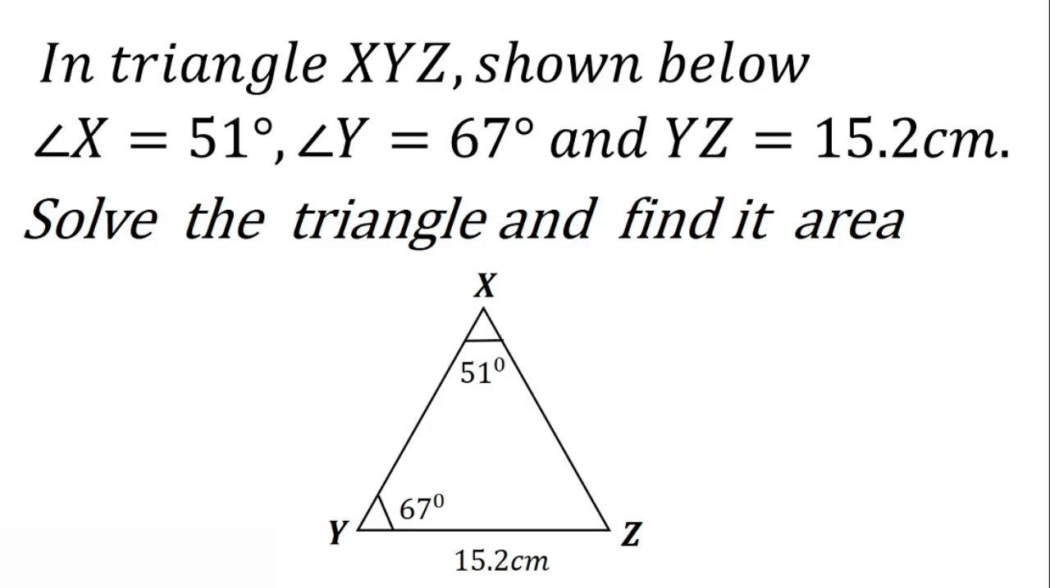Triangle XYZ shown below. Angle X is equal to 51 degrees. Angle Y is equal to 67 degrees, and YZ is equal to 15.2 centimeters. Solve the triangle and find its area.